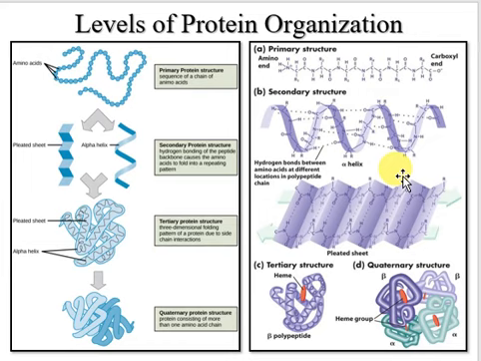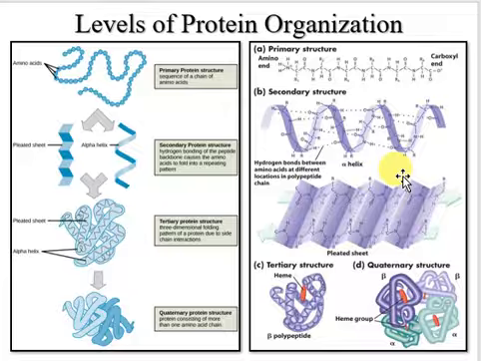Now, quaternary structure is the overall protein structure that results from aggregation of two or more polypeptide subunits. So again, not all proteins are comprised of just one polypeptide that has been folded in a specific way. Rather, they are groups of interacting polypeptides. That's quaternary structure.